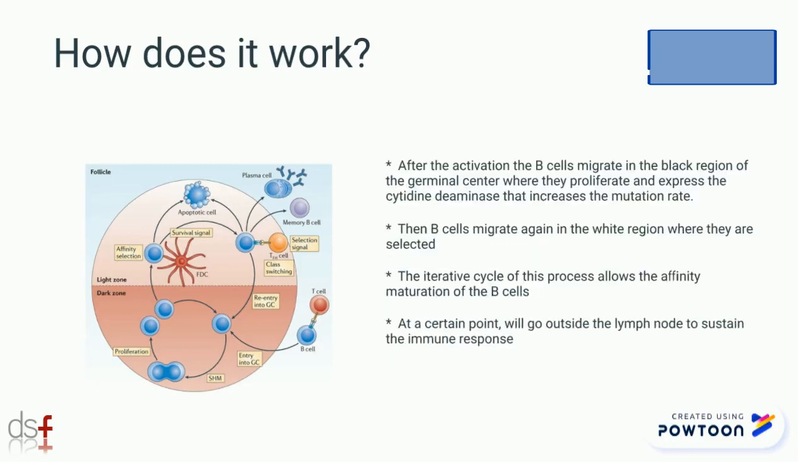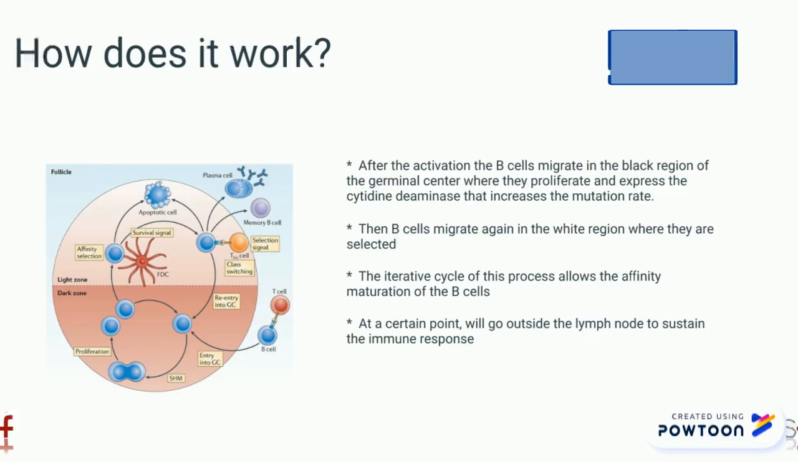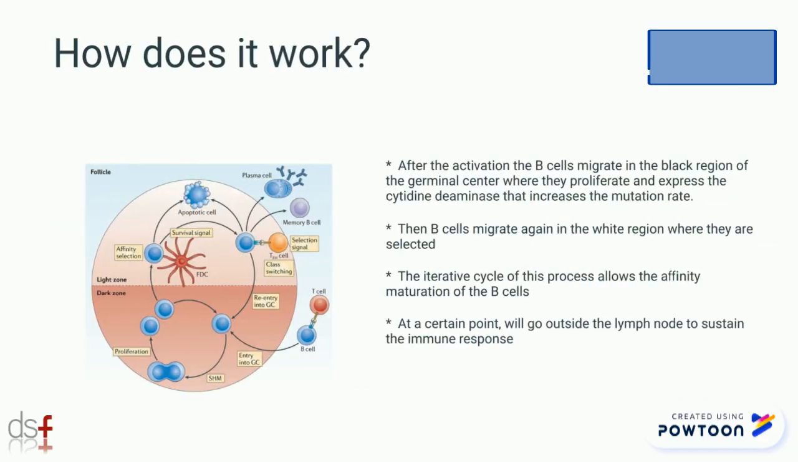After the activation, the B cells migrate to the dark region of the germinal center where they proliferate and express the cytidine deaminase that increases the mutation rate, introducing small mutations in the antigen binding site of the BCR. After that, the B cells migrate again to the light region where they are selected. The iterative cycle of this process allows the affinity maturation and the isotype switch of the B cells, that at a certain point will go outside the lymph node to sustain the immune response.